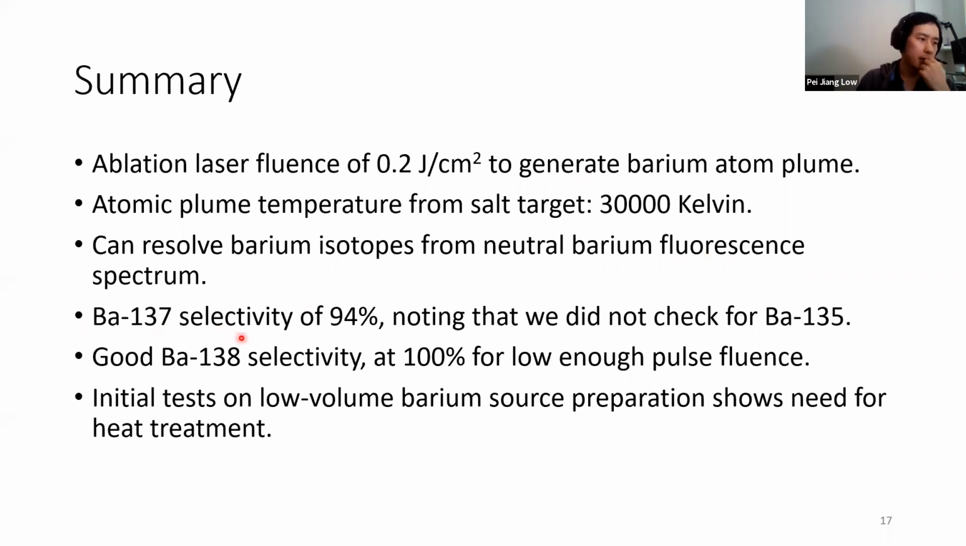So barium-137 has a selectivity of 94%, but this is something that we could not check for. Well, it is not the more robust method. And then with barium-138, we find that we have very good selectivity if you have low enough pulse energy.